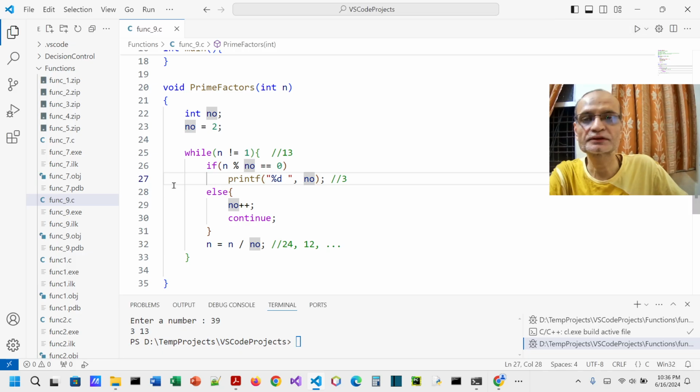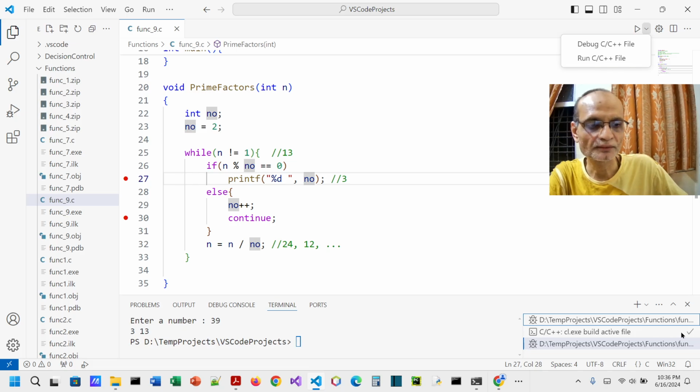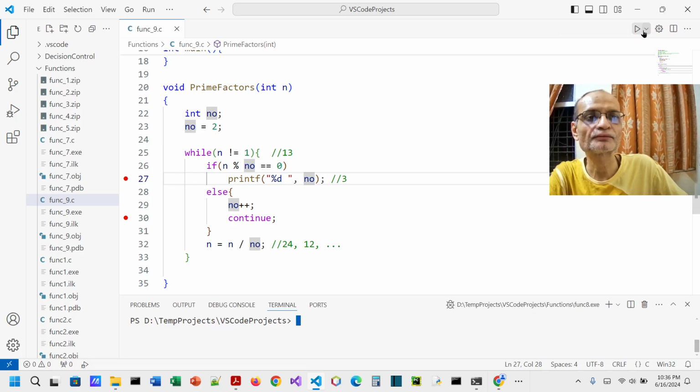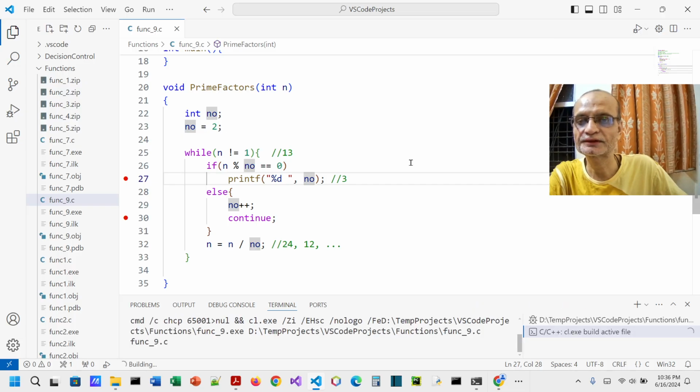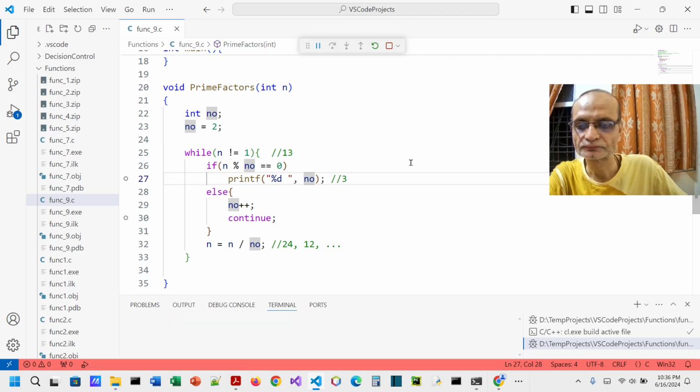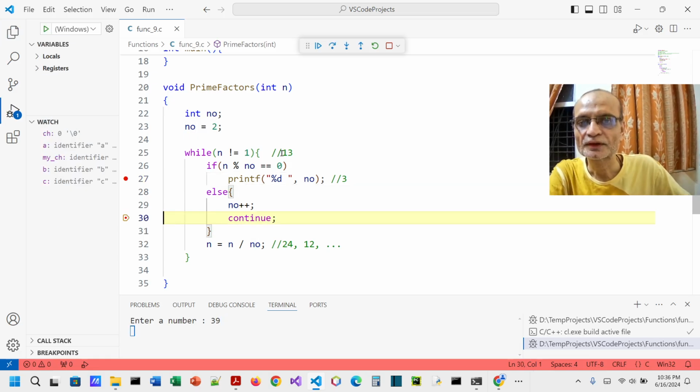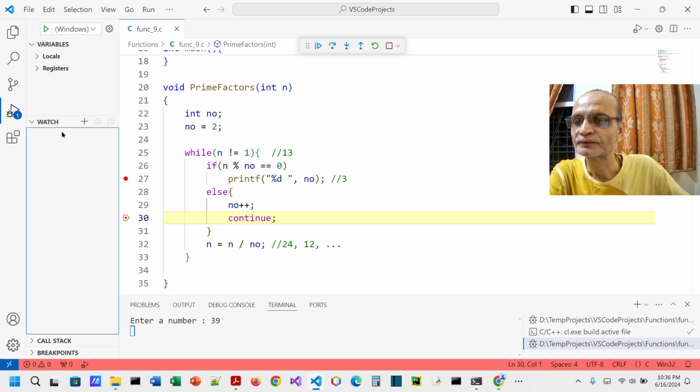We can see this if I put, say, debug here, and you will understand what I'm trying to do. So let's debug this code. Let me just clean this up, all the things, and now we will debug this code, and let's enter 39. So here let me enter 39. Now you will see this, and let me put a watch. So the entered number by the user, that means the n is 39. Then we will put a watch for NO. These are the two things which are important for us.